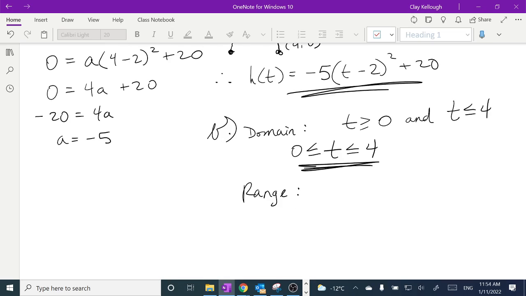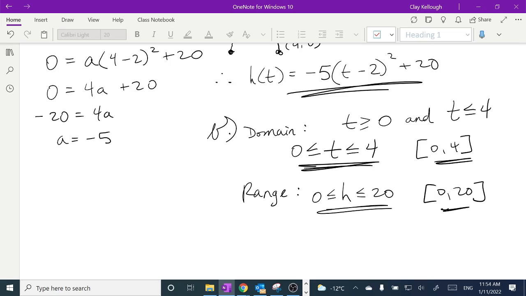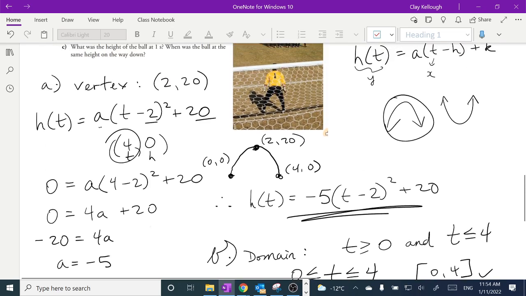Range is that height has to be between the 0 when it's on the ground and the 20, which is the highest it can go. Does everybody get how I'm saying that? Oh, those of you who like interval notation better, 0 to 4, 0 to 20. That's a perfectly good answer, and I'll accept it, but your textbook doesn't give answers that way. Okay, but I love interval notation. I'm a big fan. Don't care which way you do it.